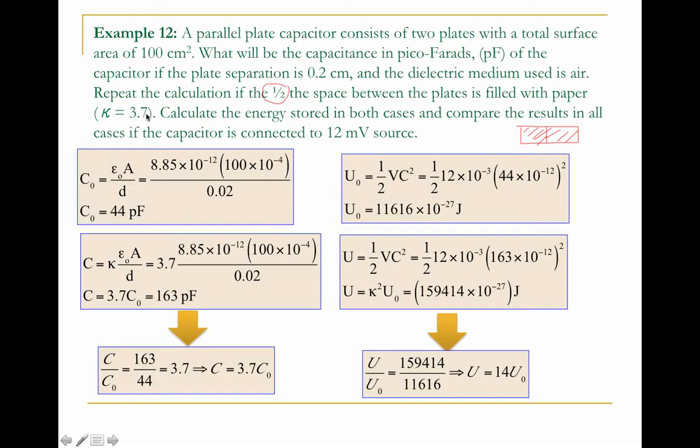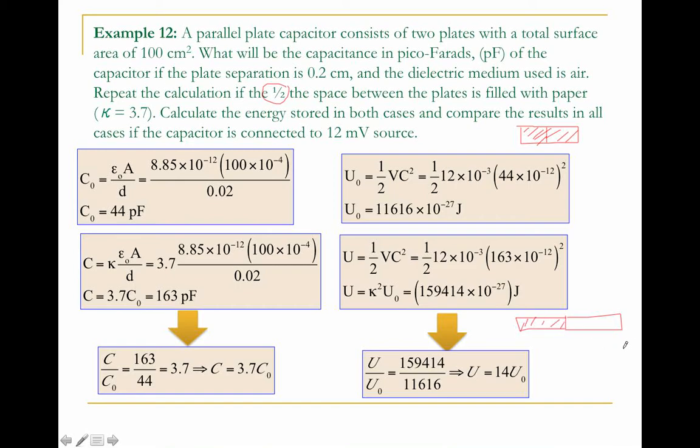3.7 square is 14 U0. Now, let me very quickly tell you how you can do this when it's only half. When it's only half, that means what? That means I have something like this. Half of it is air, and half of it is dielectric.